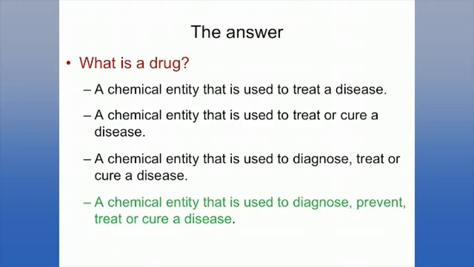So the answer to what is a drug is a chemical entity that is used to diagnose, prevent, treat, or cure a disease. And I will emphasize diagnose. I think everyone understands that drugs are used to prevent, statins for the treatment of cholesterol, treat, antibiotics, cure, chemotherapeutic drugs used in cancer. However, very often we forget that any substance that is used to help diagnose a disease is also considered a drug.